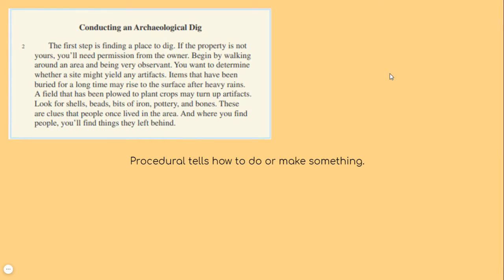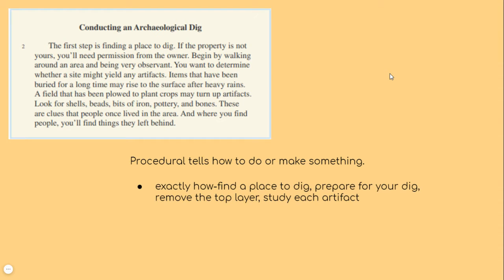A procedural text is one kind of informational text. It explains how to do or make something. This excerpt gives information about how to do something. It is important to know exactly how and in what order to do each step. If procedural text instructions are not clear, the process won't work.